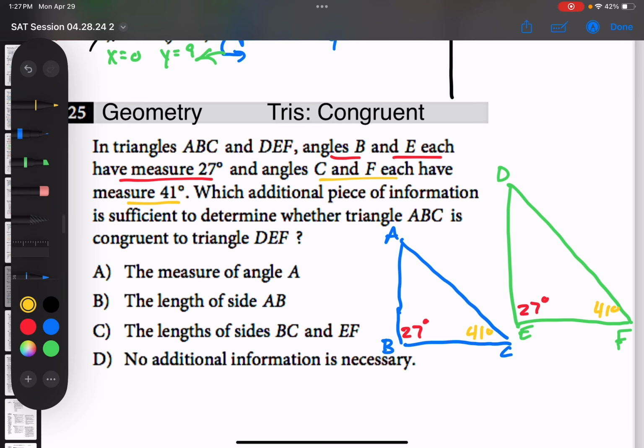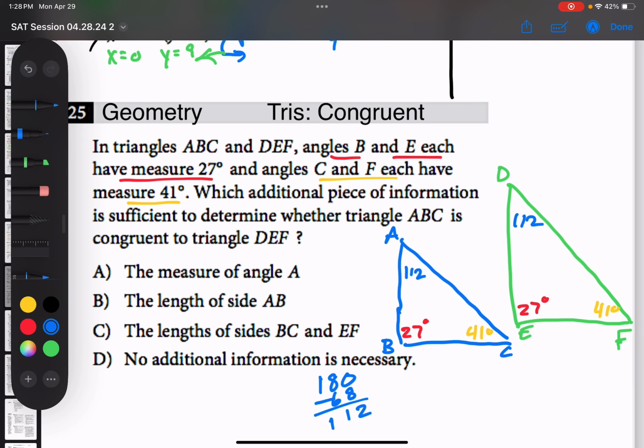Oh, just for fun, what is going to be the measurement of the last angle? So the last angle, remember we have 180 degrees in any triangle. What's 27 plus 41? That's going to be 68. So if I subtracted 68, what do I have left over? That would be 112. Is that right? Yeah, 112 degrees. So that's 112 and 112.